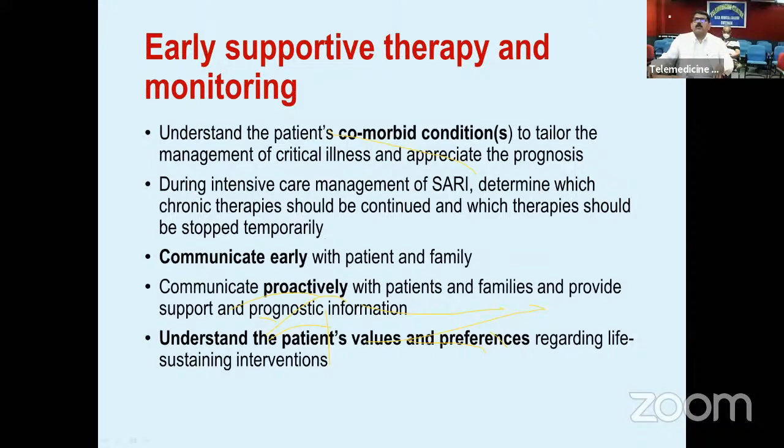Comorbid conditions are important, like diabetes, hypertension, malignancy, heart disease, and renal disease. Due to intensive care management of SARI, we have to determine which chronic therapy should be continued and which should be stopped temporarily. For a patient having many diseases, we have to decide which drug is mandatory. For a diabetic, we must continue the insulin, or the prognosis is very bad.